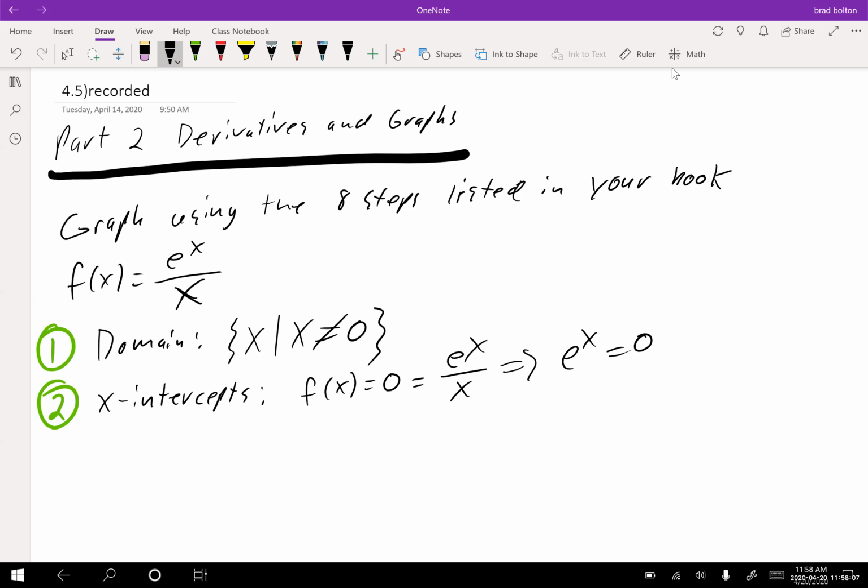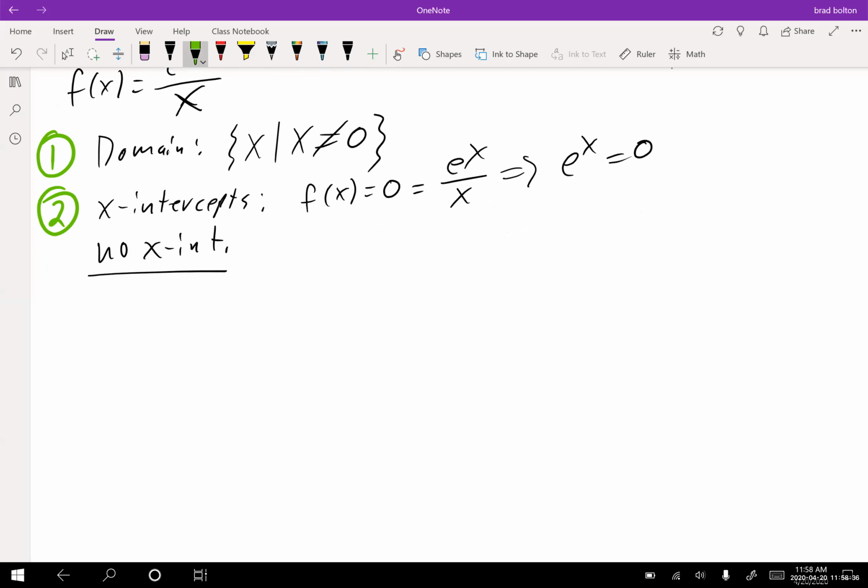And there's no power that you could ever take it to that would somehow make it 0 all of a sudden. Even if you took it to the power of 0, it'd still be 1. I guess you could do negative infinity, but that's not a real number in terms of what we're working with, in terms of domain. Or I should say you can't plug negative infinity in as an actual number. So we're going to say no x-intercepts.